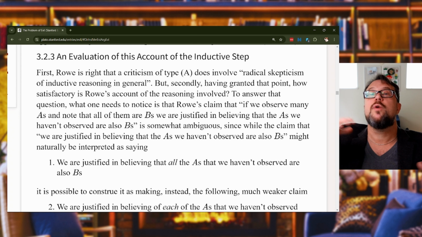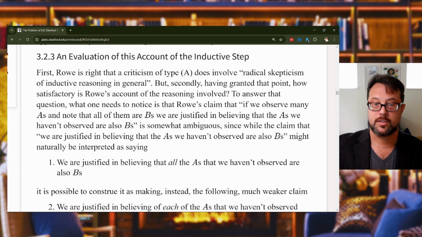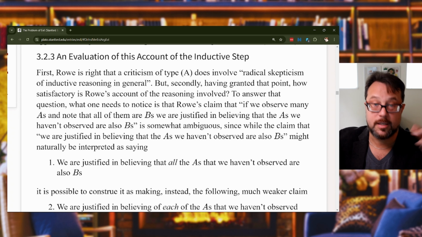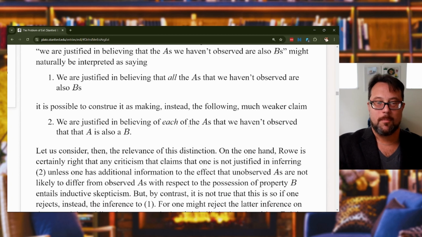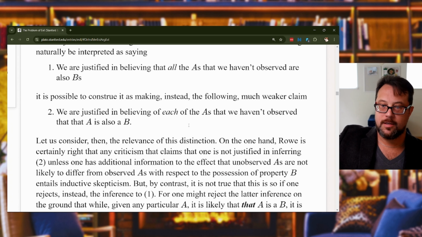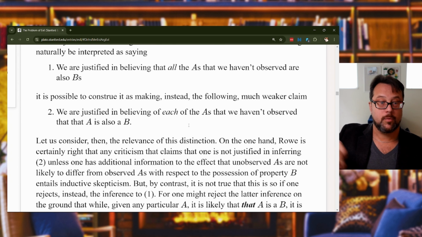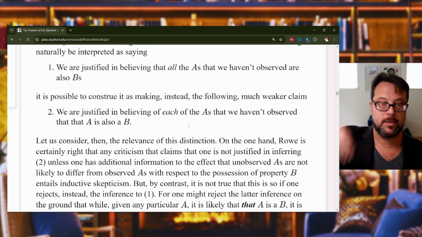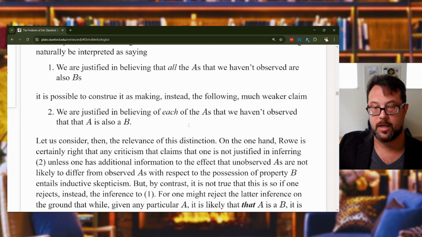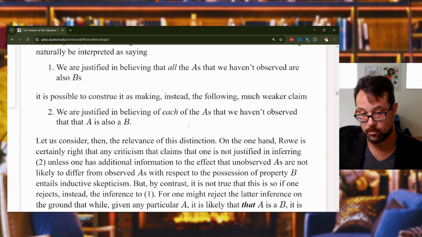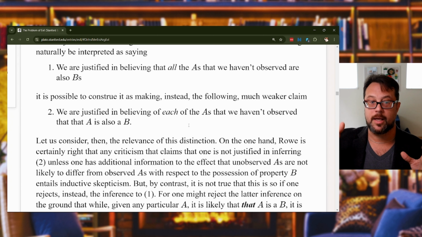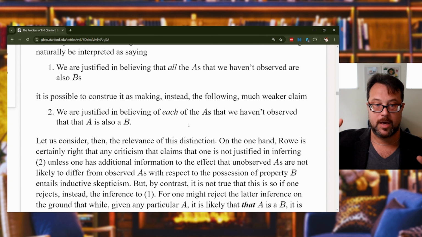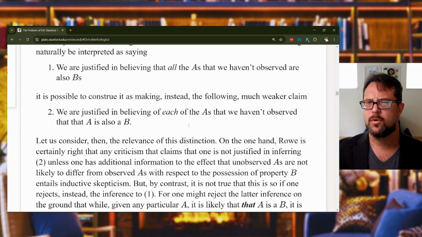So we can disambiguate that further, the thing that we're justified in believing, that the A's we haven't observed are also B's, in two ways. Number one, we're justified in believing that all the A's that we haven't observed are also B's. Or we could construe Rowe as making the weaker claim, namely two, that we're justified in believing of each of the A's that we haven't observed, that A is also B. So one is a claim about all the A's we haven't observed, and two is a claim about each A we haven't observed. Of a particular A that we haven't observed, are we justified in believing that A is also B? Now you might say, well, what's the relevance of this?